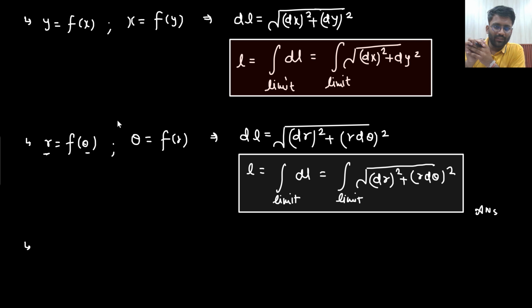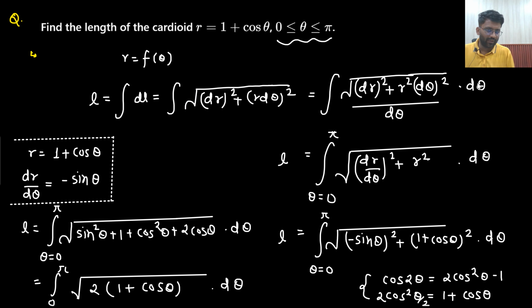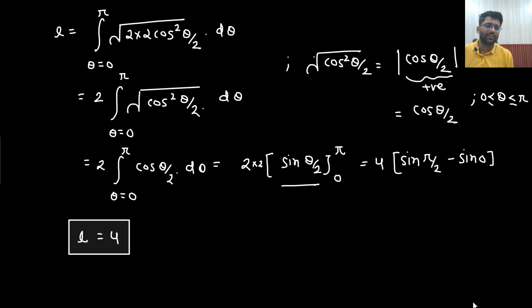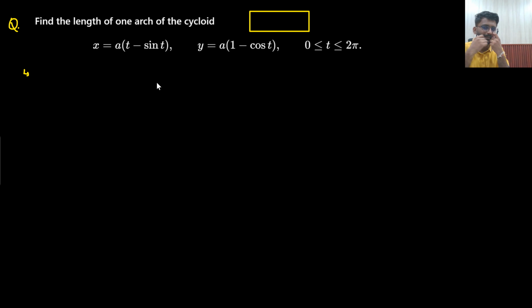dr square. How much do you work in the direction of theta? r d theta square. That's it. After that, you just need to see the limit of theta I am putting. So multiply with theta, divide by theta. This is what you will be getting, and after that it will be simple integration. Job done. Let's go to the next one.